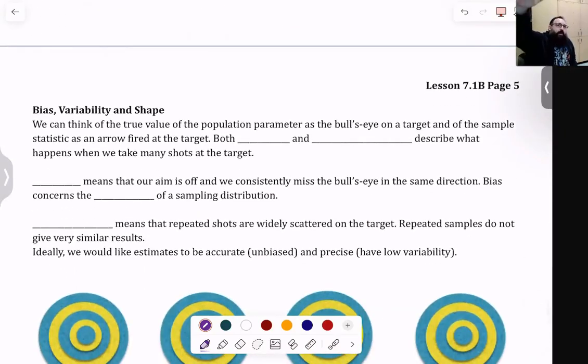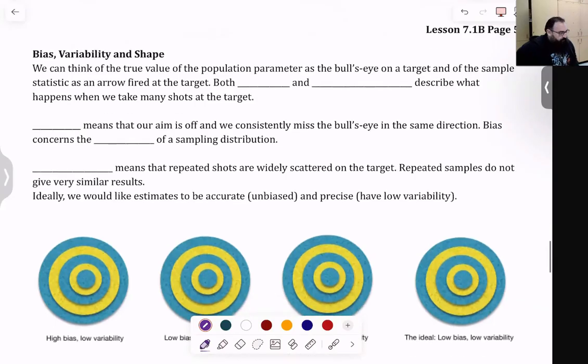So we're going to be able to fly through this page because I kind of already explained it to you. But we can think of the true value of the population parameter as the bullseye on a target, and of the sample statistic as an arrow fired at the target. Does this sound like what I already talked about with you all? So both bias and variability describe what happens when we take many shots at the target.